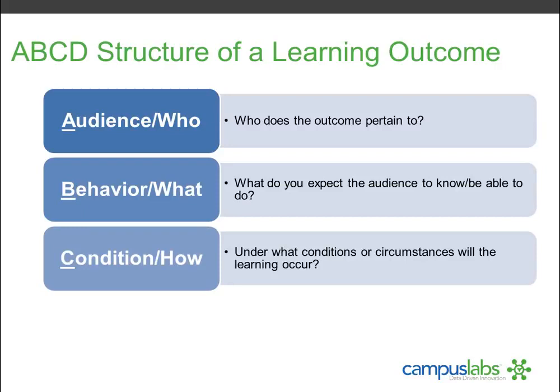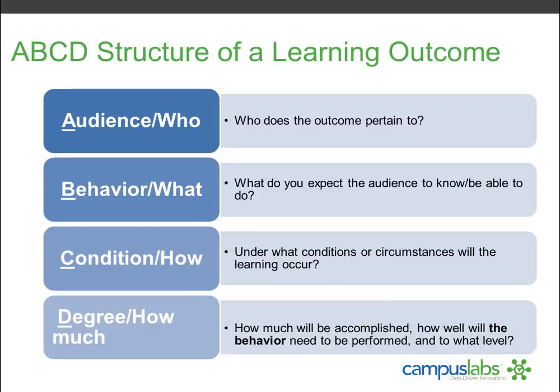C is condition: under what conditions or circumstances will the learning occur? And D for degree, so how much will be accomplished? How well will the behavior need to be performed, and to what level? So you are setting the criterion here.